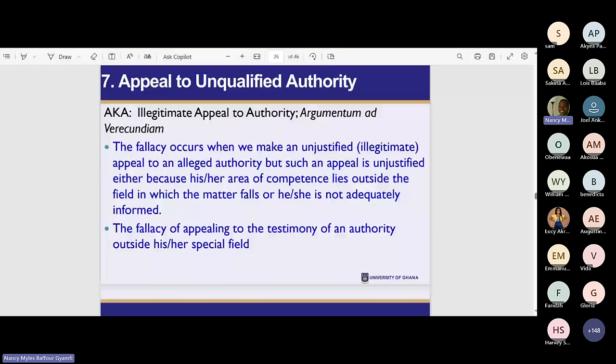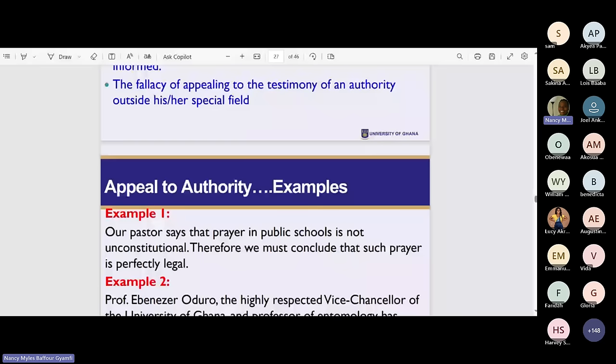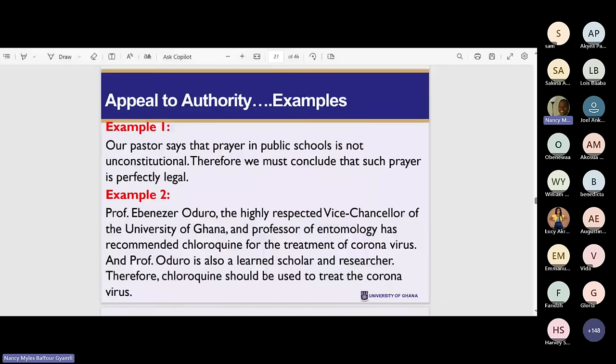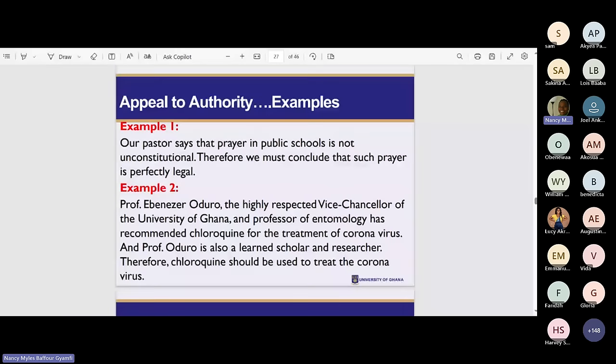Now, everyone watch. I'm saying that the person you are appealing to, or the entity you are appealing to, may be an authority too, okay? Just that they are not an authority qualified to speak to the matter in question. That's one way of committing this fallacy. Then the other one is, the person is not an authority in anything. It's just a quack. If you appeal to that person, it will also be an appeal to unqualified authority. So let's look at examples one and two.